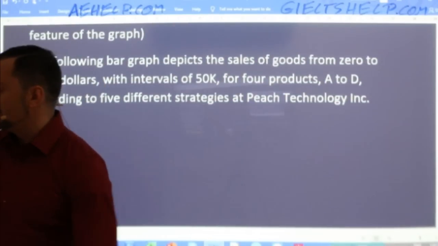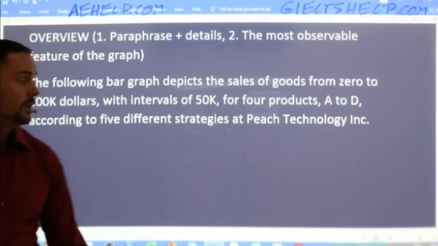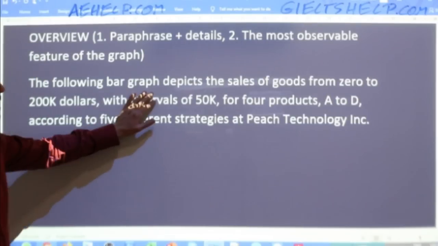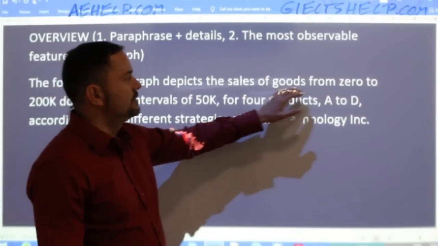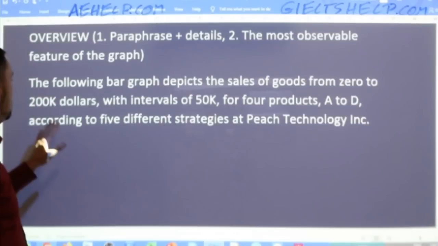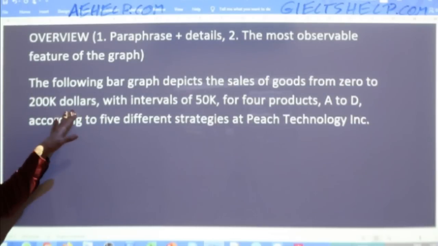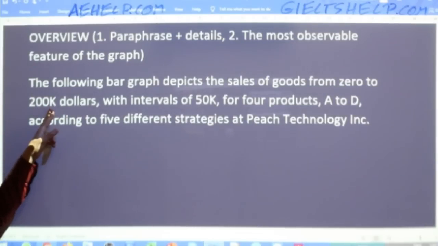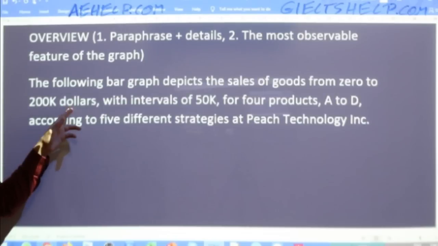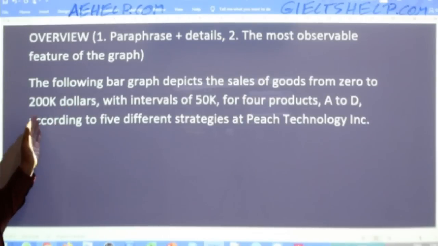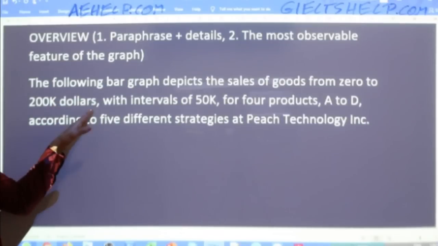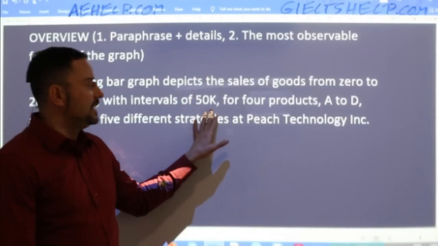And here's my paraphrase. Okay. So the following bar graph depicts the sales of goods from zero to $200K. Notice how I use K instead of thousand. I don't want to write all those zeros and I don't want to write the word thousand. It takes too much time. K, capital K, is a clear indication of thousand, so $200K with intervals of 50K.